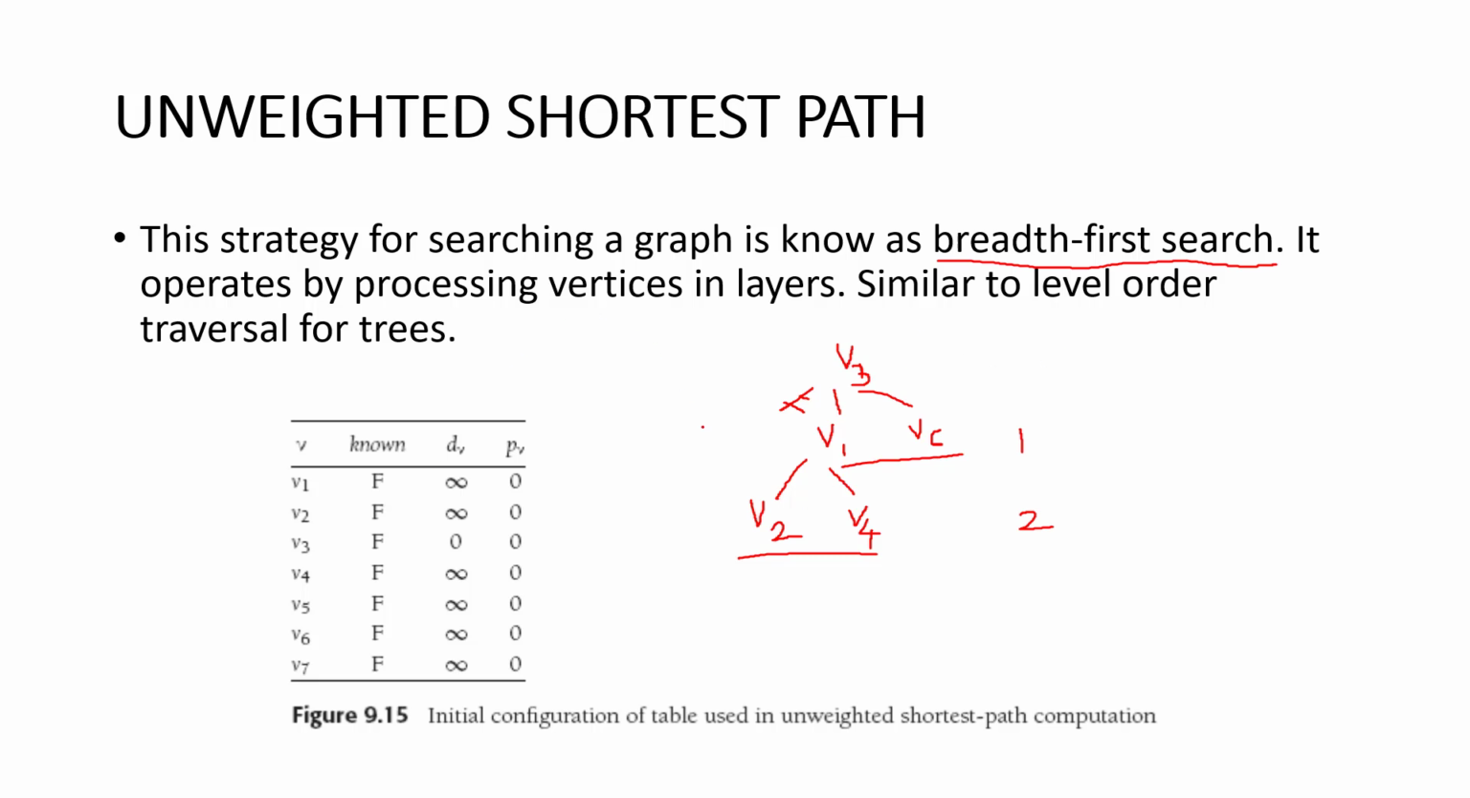So from V2 I can go to V5, from V4 I can go to V7, and to come to this level I need 3 units. So in 3 units I can reach these nodes. So this is similar to level order traversal of a tree. Level by level we are doing that.